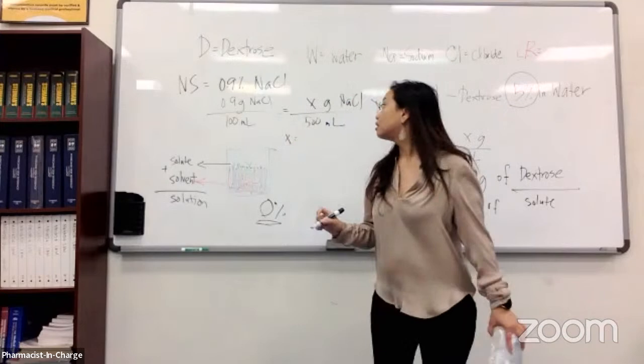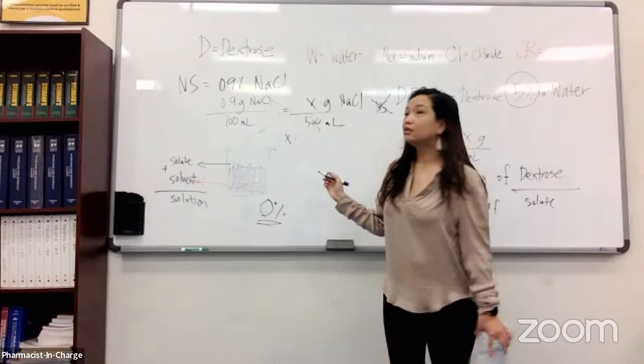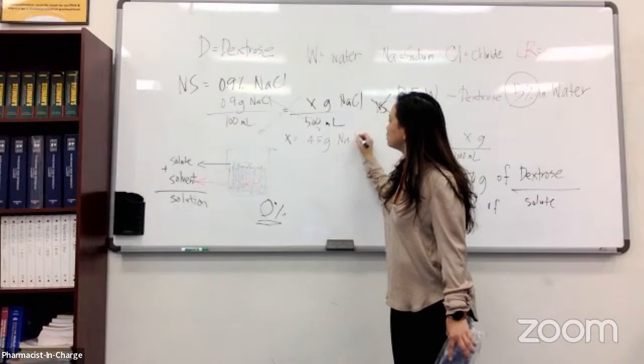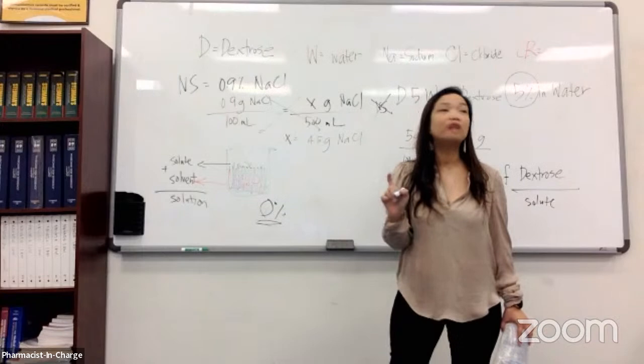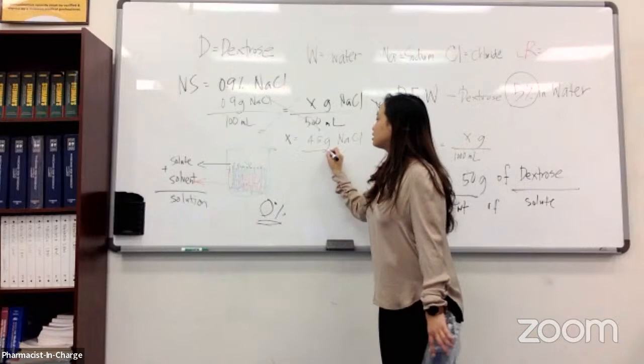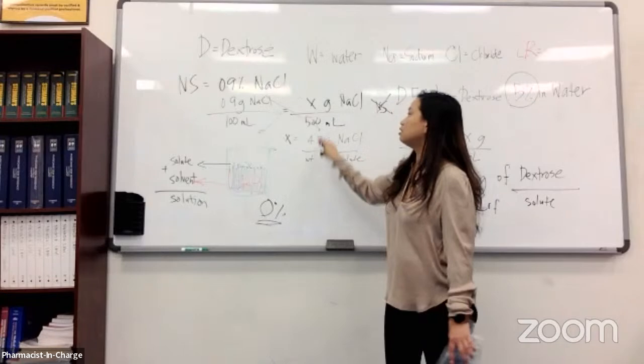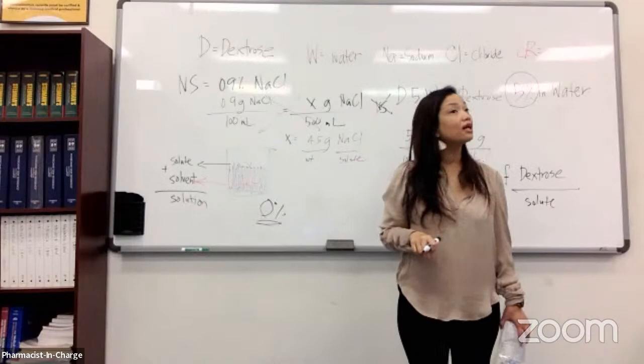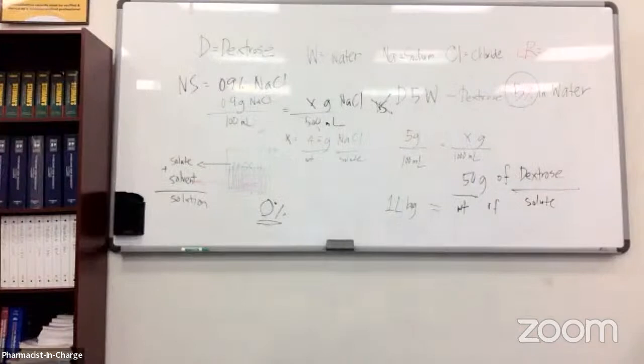Cross multiply: 0.9 times 500 divided by 1,000 would be 4.5 grams. And I will put sodium chloride, not NS. Even if I say this a million times and I'm like a broken record, students still put NS. Okay? Take note, when you're asked weight of solute, I should see 4.5 grams as a weight on a quiz, and then your solute should be sodium chloride, not NS. Is that clear?